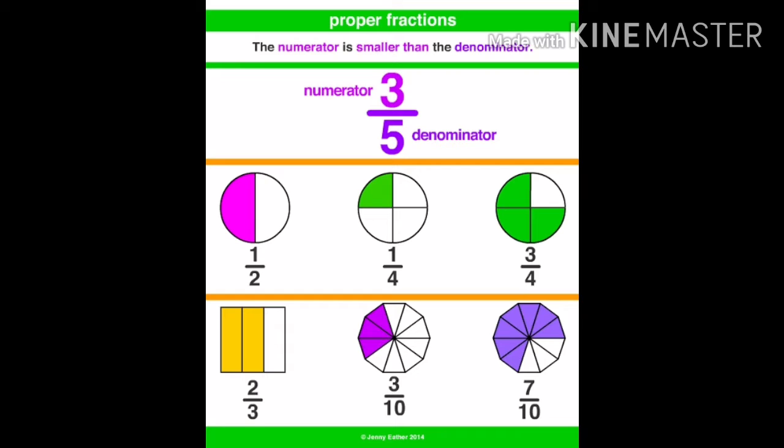You can see all the numerators are less than the denominators. So what is a proper fraction? The numerator is smaller than the denominator. So if you find any fraction where the numerator is smaller than the denominator, that will be a proper fraction.